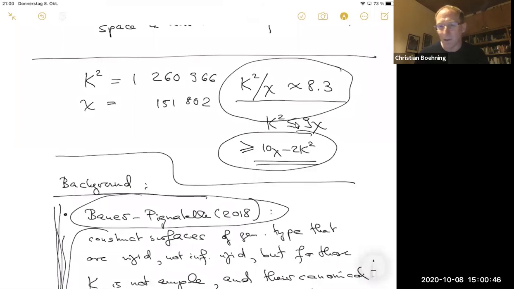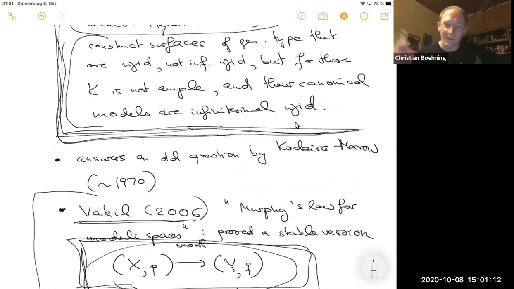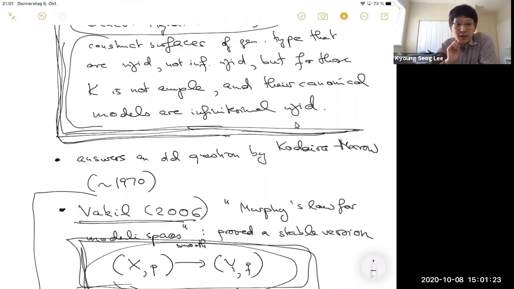Yes. But of course, usually you will find examples that are actually infinitesimally rigid. So very frequently, it's not very hard to construct examples where the Kuranishi space is a reduced point. But here the difficulty comes from the fact that we want examples where it's a non-reduced point. So somehow you can infinitesimally wiggle the surface, but not actually. Yes.